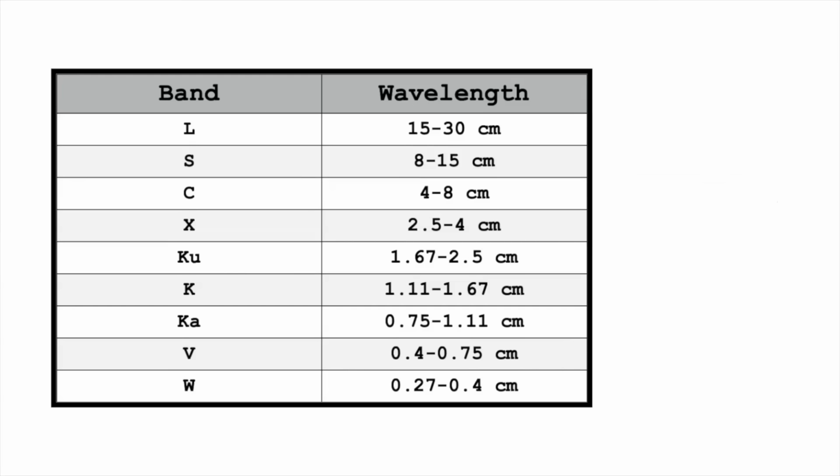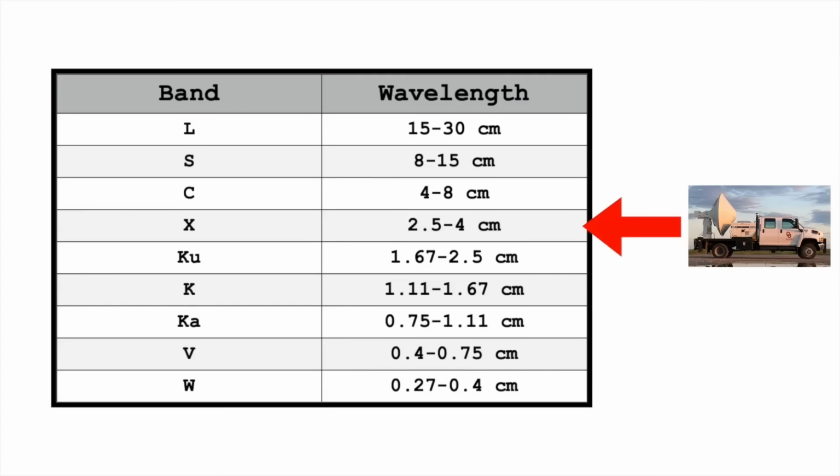Many mobile radars, like Doppler on Wheels, operate with even smaller wavelengths at X-band, which yields extremely high-resolution, close-range data, but frequent issues with attenuation.